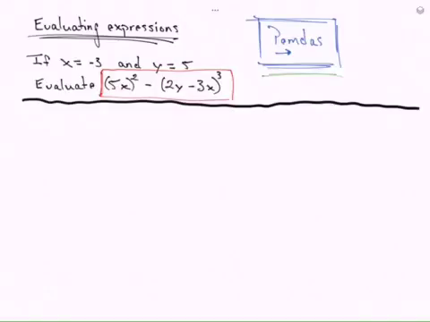The expression that I have here, I've already put together for you. It's this one right here. I've got 5x squared minus 2y minus 3x, all of that being cubed, and I have some values for x and y. I know that my x is going to equal minus 3, and my y is going to equal 5. First step is to substitute those values in.